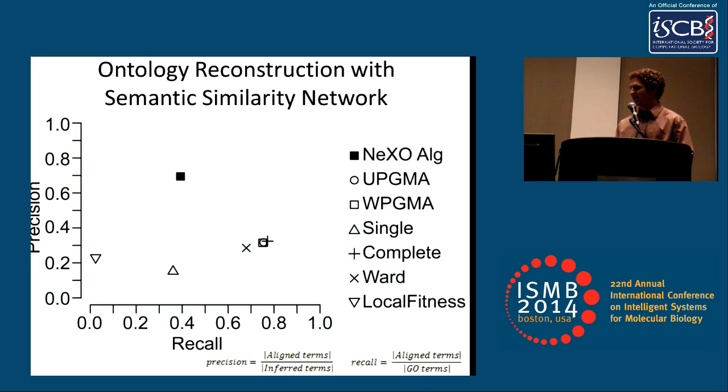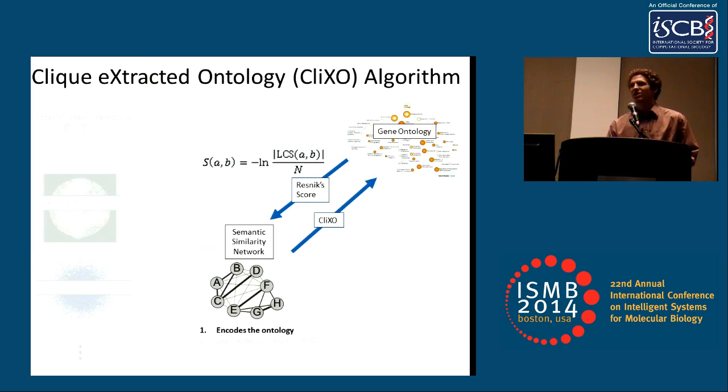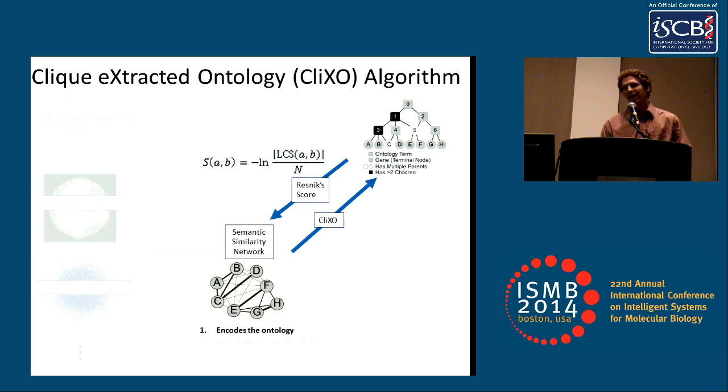It's not a problem that we found any algorithm which could solve. And so we made the Clixo algorithm, which solves this problem nearly exactly. So how does the Clixo algorithm work? In order to show you, first I'll replace the gene ontology with a little toy ontology that we can all keep in our heads at once.